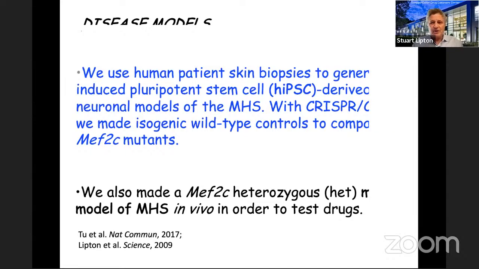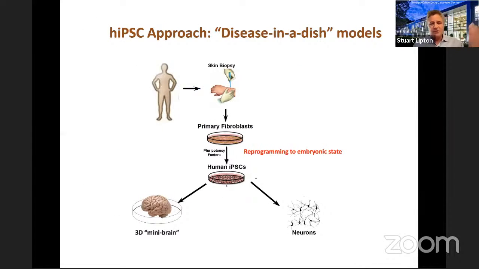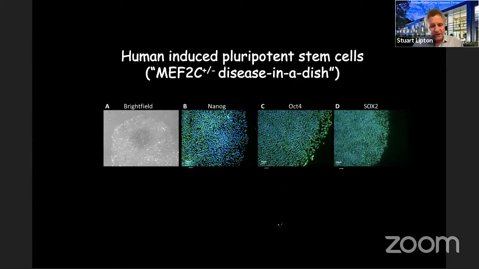Okay, so let me show you our disease in a dish model of the human MEF2C haploinsufficiency syndrome. And so, as Matt just eloquently explained, I was able to take out many of my slides. We take patients, make human iPSCs, then we can differentiate them into neuroprogenitor cells, into neurons, and multiple other cell types. We've done that not only in 2-dimensional cultures, but in these 3D mini brains called cerebral organoids. I'll show you some pictures in a moment. And this just takes you through the stages.